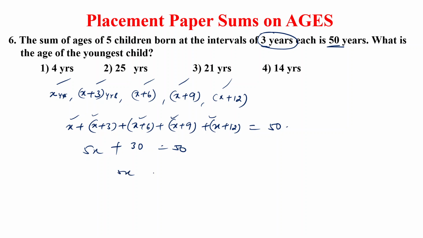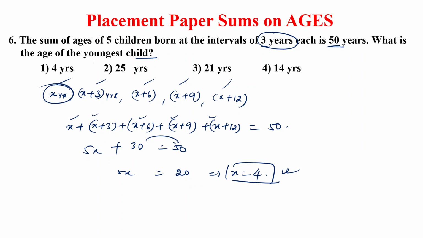That means 5x is equal to 20, which makes x equal to 4. We got x equal to 4, right? They are asking the age of the youngest child. That is x, so 4 years old is the answer, option number 1. After understanding the basic sums on age, we are able to do the sums which were asked in the question paper, even though they are a little difficult.